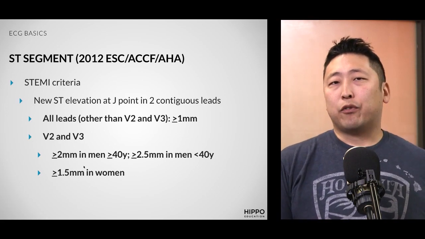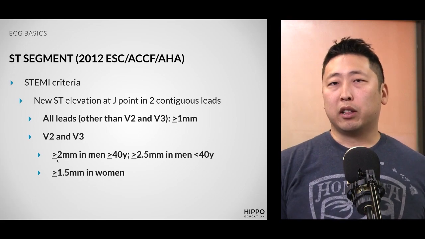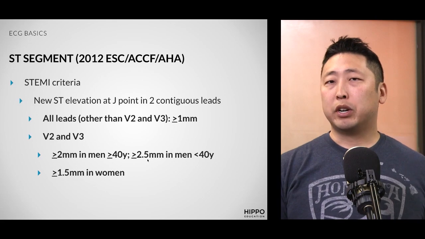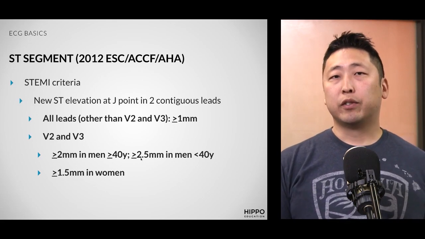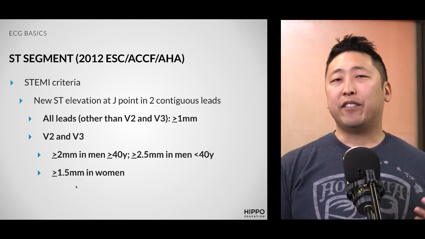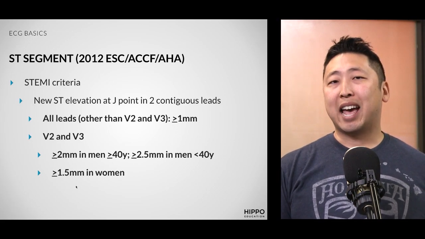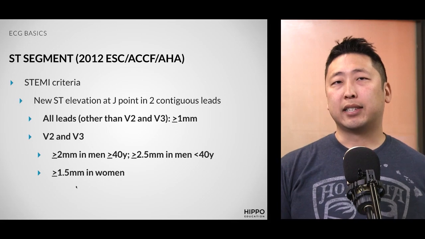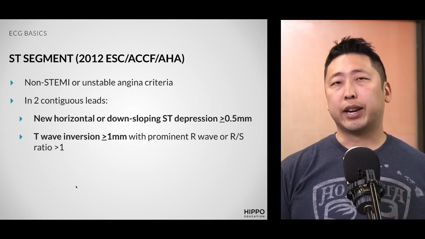In men at least the age of 40, it's going to be at least 2 millimeter elevation. If you're younger than 40, for men, it's going to be at least 2.5 millimeter elevation. In women, again, this is all V2 and V3, if you have ST elevation at least 1.5 millimeters, that would also be consistent with ST elevation MI in the right clinical setting.